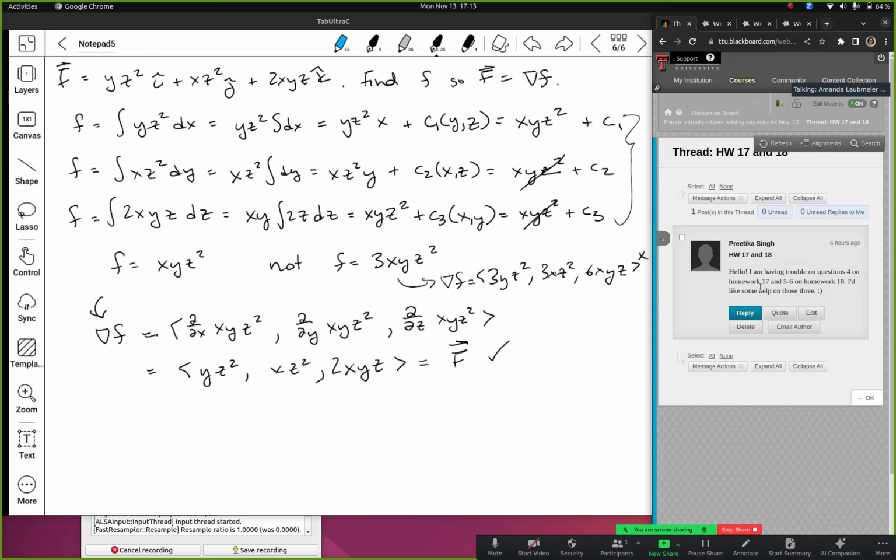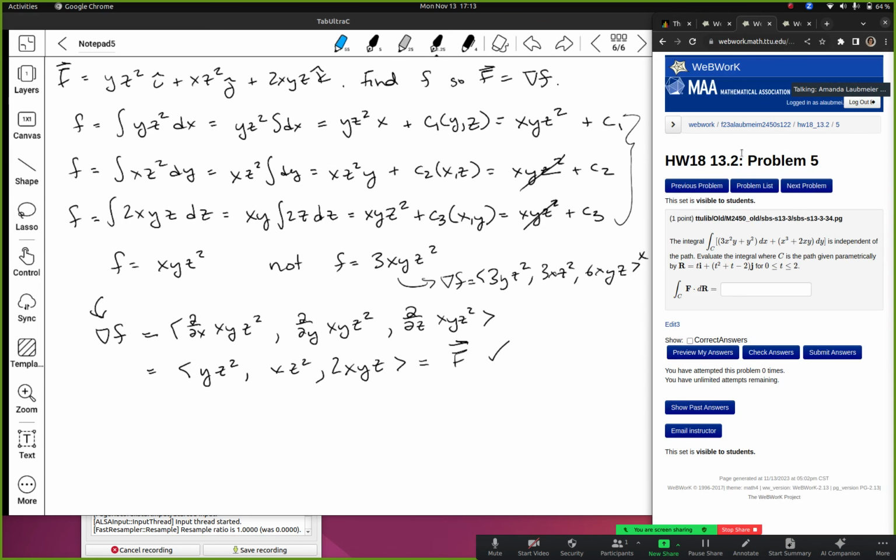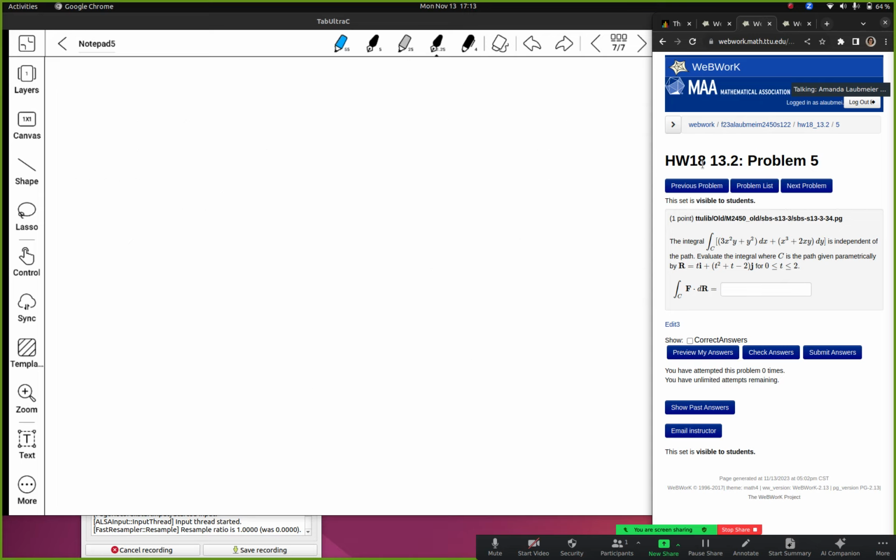So that was homework 17, problem 4. Now we're on to homework 18, problems 5 and 6. So for problem 5, we're asked to compute this integral. We're told that it's independent of path, and we want to evaluate the integral when the path is given parametrically by that thing right there.